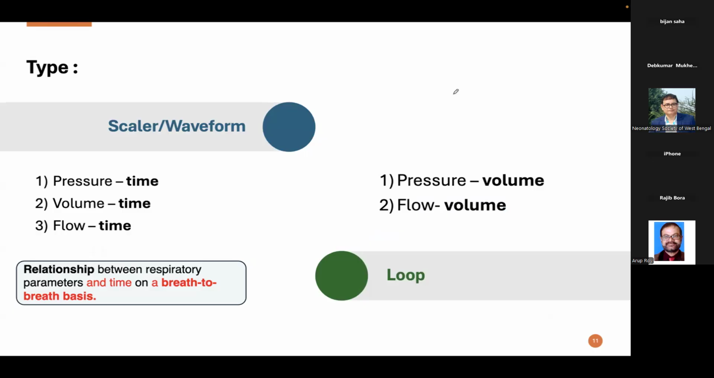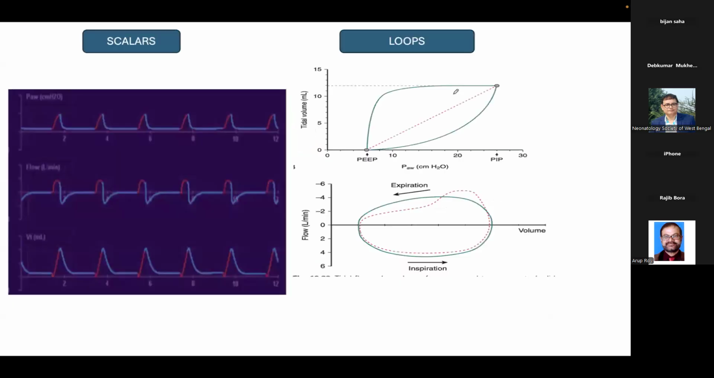What are the scalars? Pressure time, volume time, flow time. These show the relationship between the respiratory parameters with time, so time is constant here. It displays on a breath-to-breath basis. And when these parameters are compared with each other, what we get is a loop. So this is the first basic understanding.